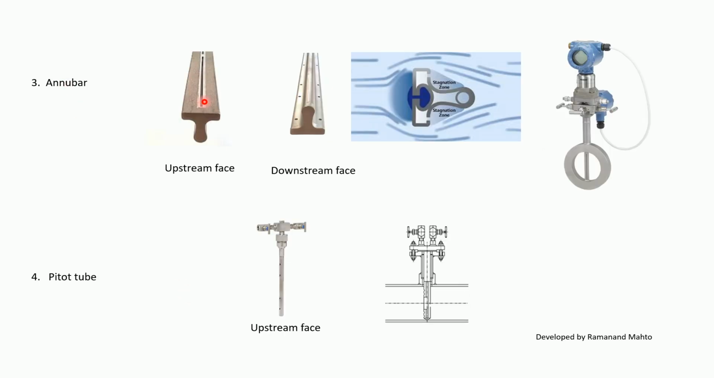Anubar, we have the upstream face like this, the downstream face like this, and this is a schematic through which you can see the upstream and downstream faces, and this is the complete differential pressure arrangement for the Anubar. Pitot tube, we have an upstream opening through which pressure increases, and the downstream pressure, so differential pressure is measured in a pitot tube.